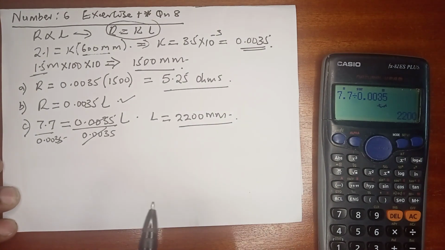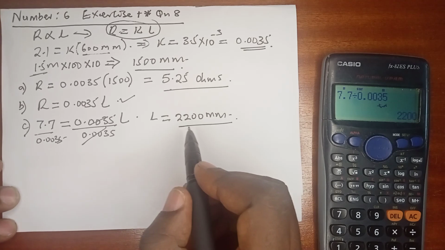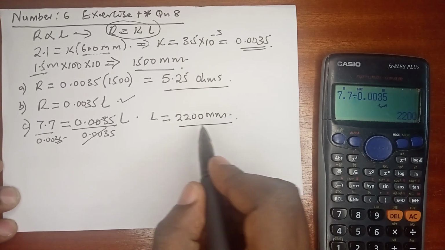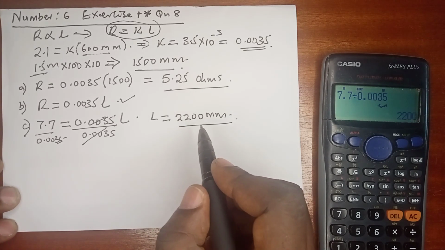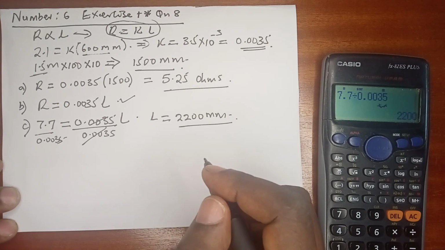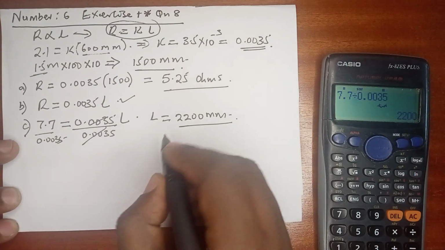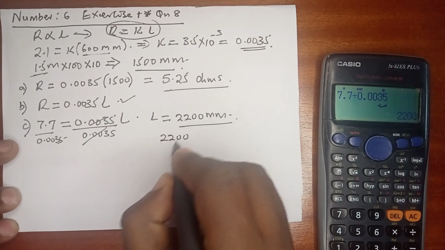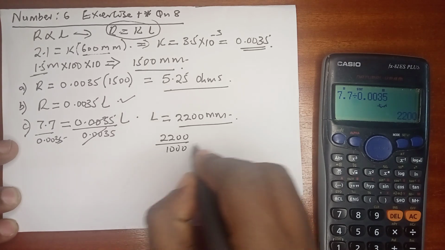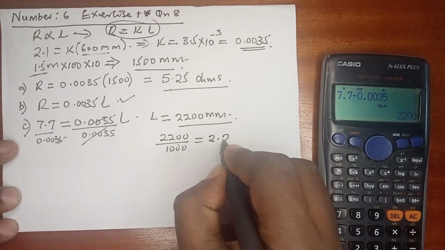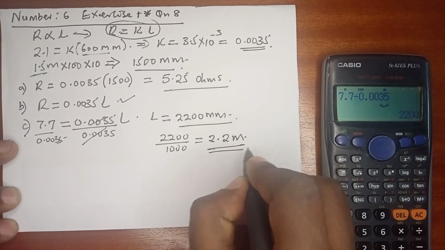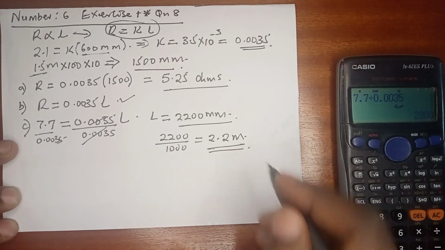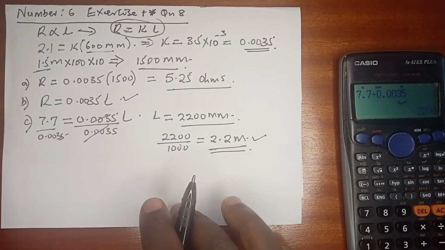But the question is, how many meters does he need? To make these meters, we will have to divide by 1000, because in 1 meter we have 1000 millimeters. So 2200 divided by 1000, we get 2.2 meters. And that is the answer to part C.